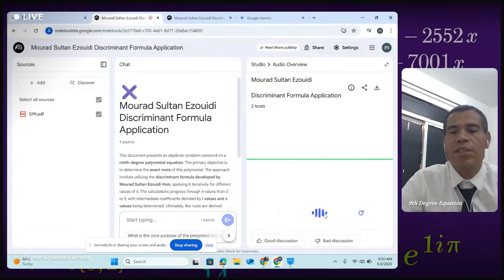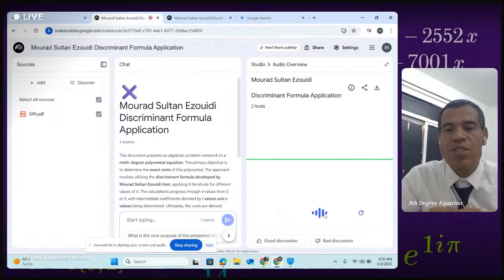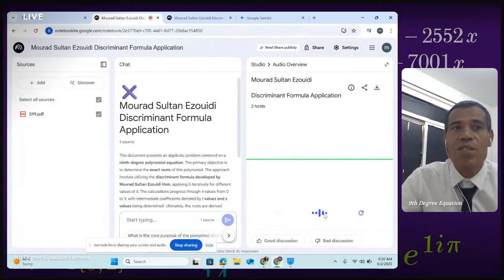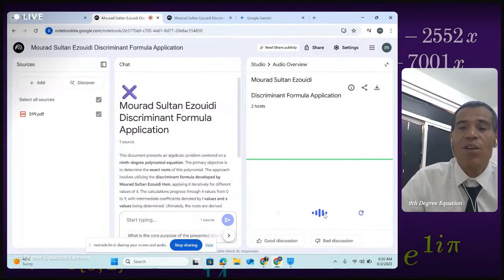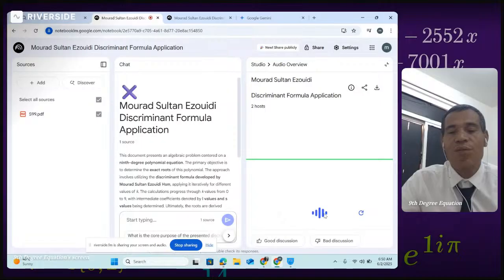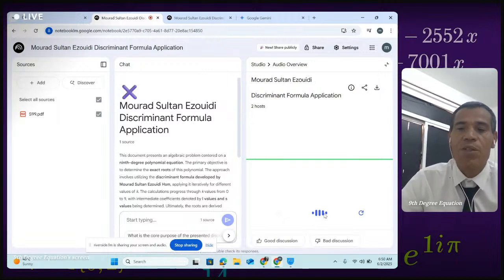Here we solved the new 9 degree equation, and we find x equal to 0 as a root, and x to the power 7 equal to negative 3596. Now as we solve this for the new 9 degree equation, we should go find the exact roots of the original 9 degree equation.